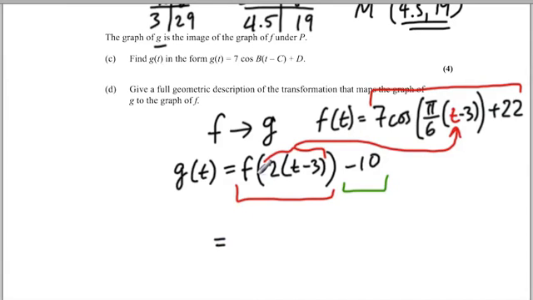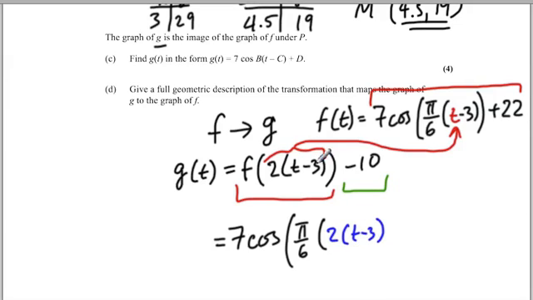So this is equal to the 7, because that's what f of t is. So 7, and then we have cos pi over 6. Now we're going to replace that t with this argument over here. I'm going to write that in blue so it's clear. So 2t minus 3. All we're doing is replacing that t with this argument over here. And then there's still this minus 3 over there left from before.